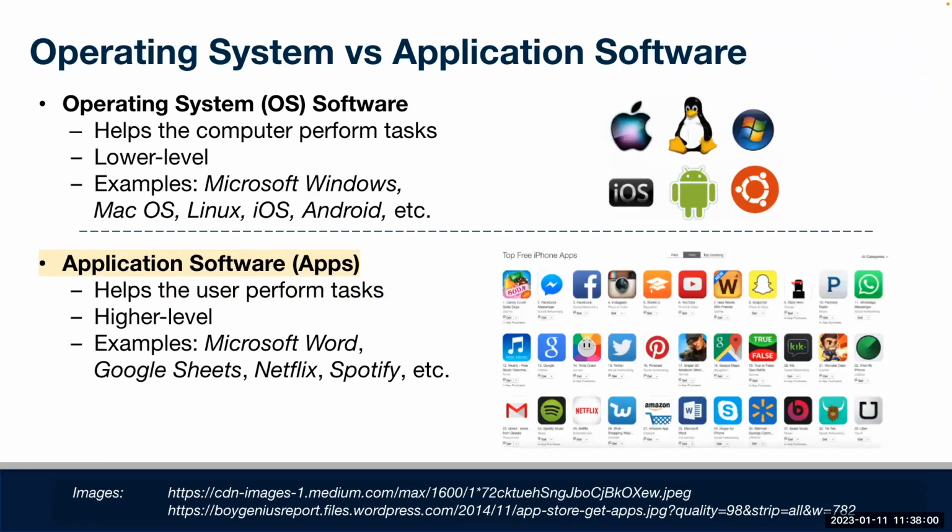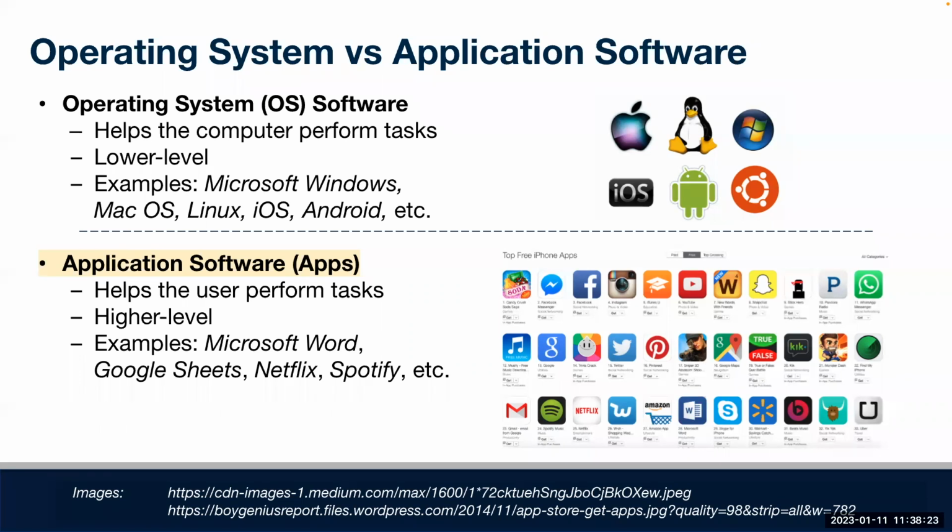When we create software, there's two general categories. One is operating system software, like iOS and Android and Mac and Windows. Operating system software is lower level. You could think of it as helping the computer do its job, and we might not even care that much about how it's happening.